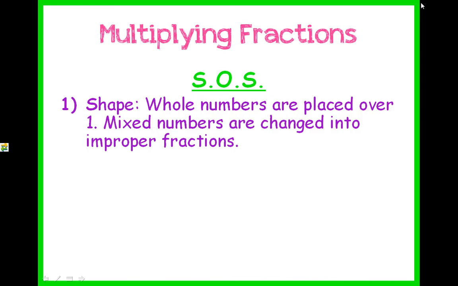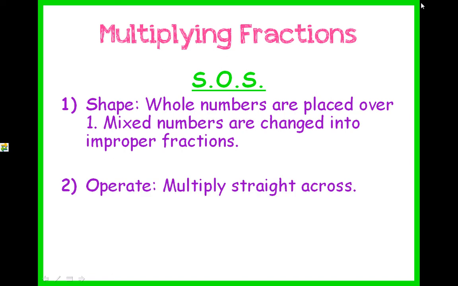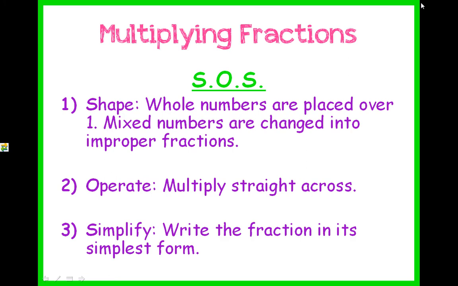The first S stands for shape, meaning any whole numbers that you have, place them over 1, and mixed numbers are changed into improper fractions. The point is you want to shape them so they look like a fraction, one number on top of another, like a ratio. Step 2, O, operate. Whenever you multiply fractions, you're just going to multiply straight across from left to right. And the third S is you're going to simplify. You're going to write the fraction in its simplest form. SOS.